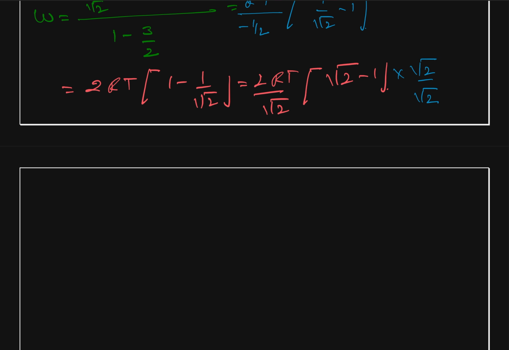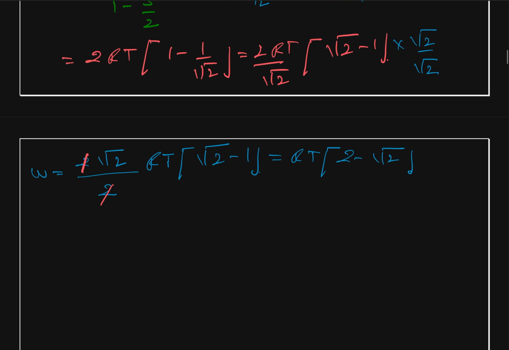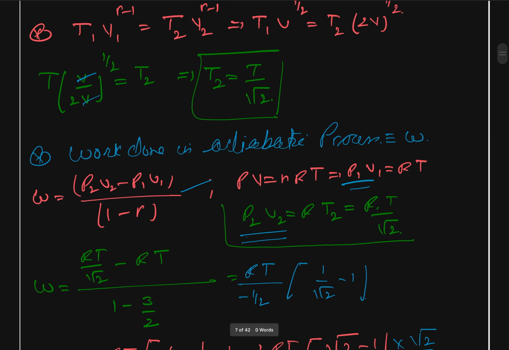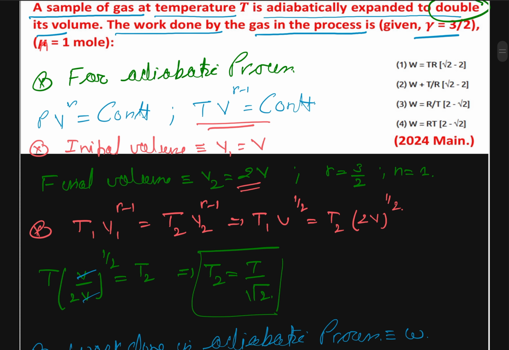This gives us that the work done will be equal to twice square root of 2 divided by 2, times RT (square root of 2 minus 1). So here 2 and 2 cancel out and we multiply inside with square root of 2. So we get RT times (2 minus square root of 2). So this is our final work done, RT (2 minus square root of 2), which is option 4, correct.